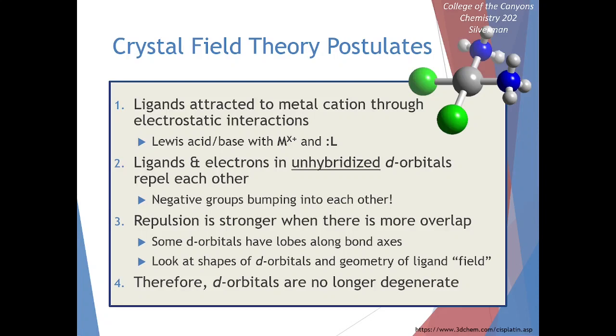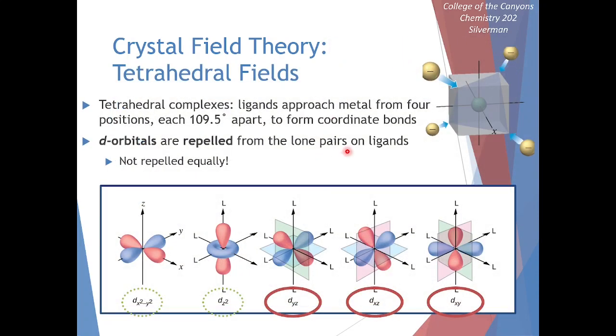In our tetrahedral complex, we need to consider the metal and its d orbitals and how our ligands will come in and disrupt those orbitals. Here is that tetrahedral field. Our ligands are coming in between the x, y, and z axes. They're going to bump into our d orbitals to some degree, but not to an equal degree, based on where those d orbitals are.